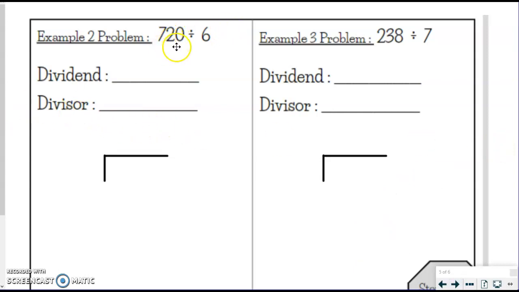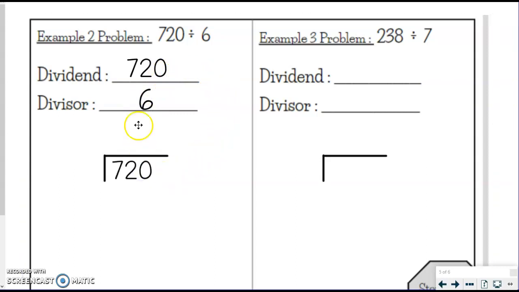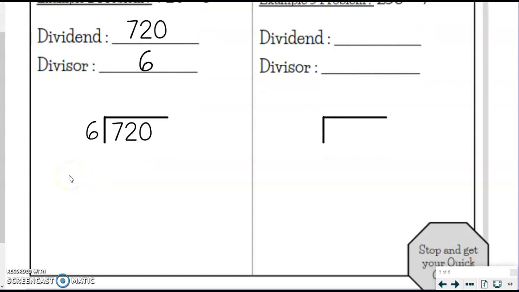So we've got 720 divided by 6. Our dividend, remember, is the first number when it's written like this. Not necessarily the first number in real world problems, but when it's written like this, it's always the first number. So it is 720. Our divisor then is 6. The dividend is the first number, so it gets to park in the garage. Our divisor has to park outside. It was second. Okay, and we start our process, right?